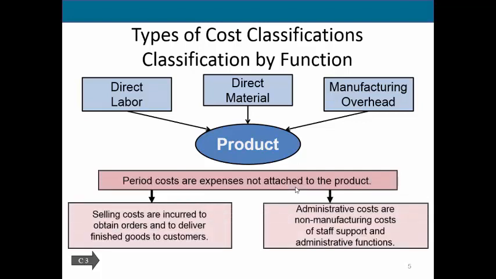Now we're going to look at the difference between product costs and period costs. This is a very important difference because it's going to affect how these different costs show up on our different financial statements. So first we're going to talk about product costs. And these are the three costs that go into making our products.